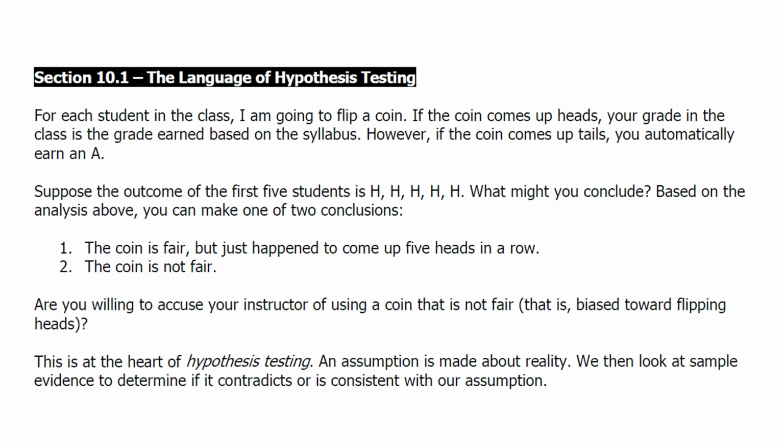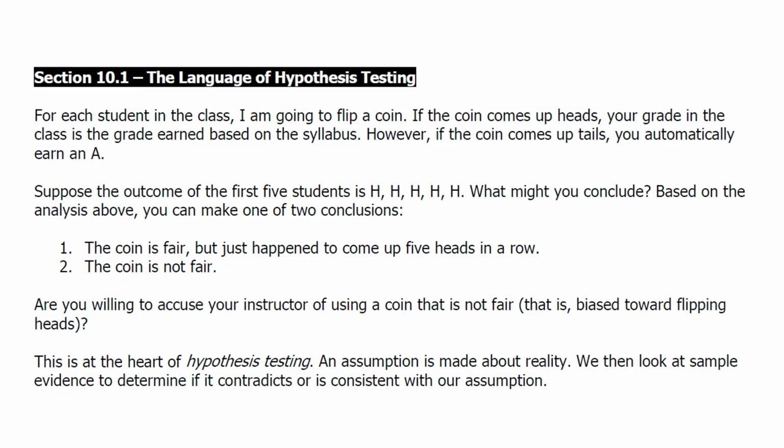All right. So for each student in the class, I'm going to flip a coin. If the coin comes up heads, your grade in the class is the grade earned based on the syllabus. However, if the coin comes up tails, you automatically earn an A. Suppose the outcome of the first 5 students is heads, heads, heads, heads, and heads.